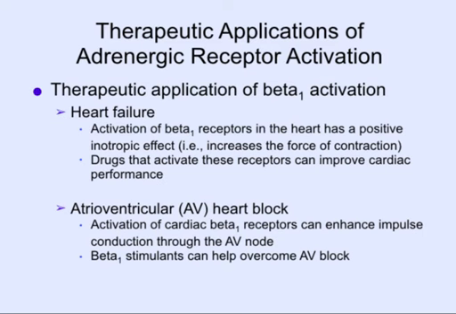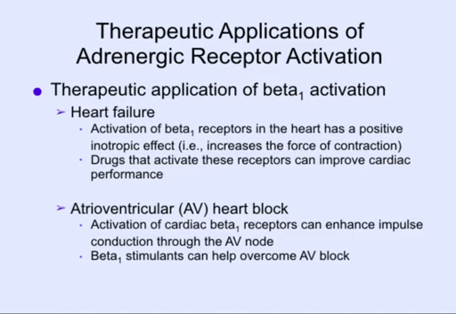So what are the applications that we use beta 1 activation for? One would be heart failure. If you activate beta 1 receptors in the heart, it's got a positive inotropic effect. So what that means essentially is it's increasing that force of contraction. Drugs that activate these receptors can improve cardiac performance. So it's increasing the efficiency of their heart when they have heart failure.